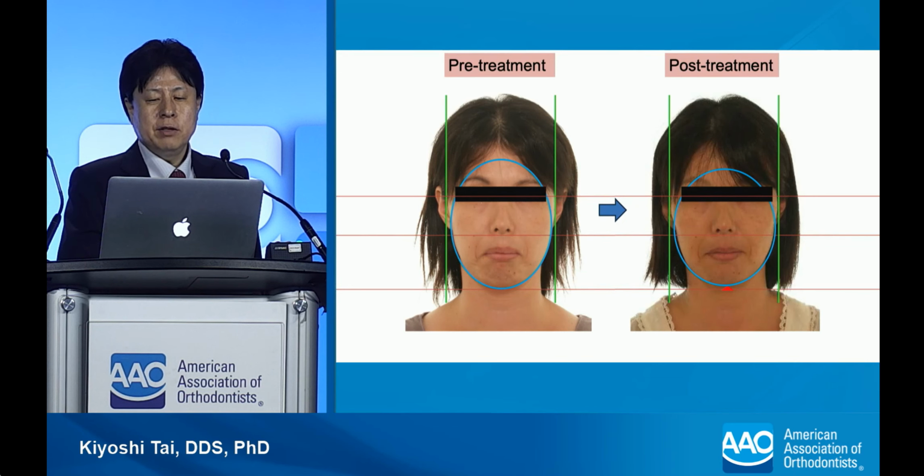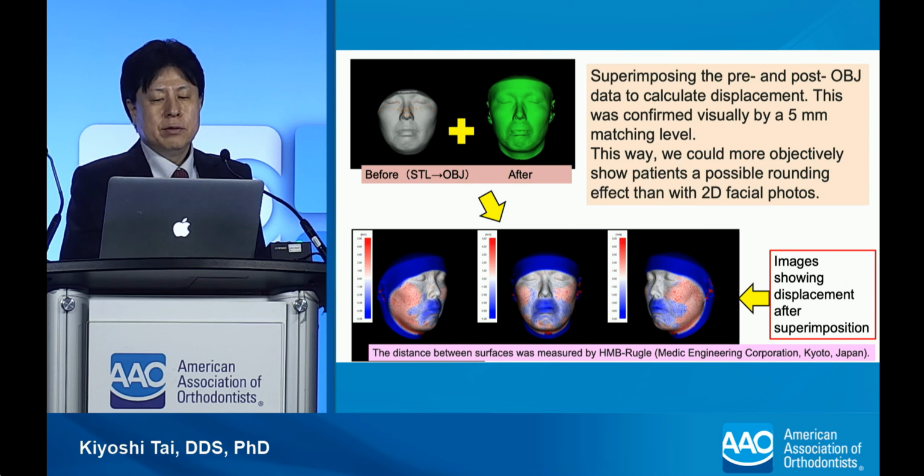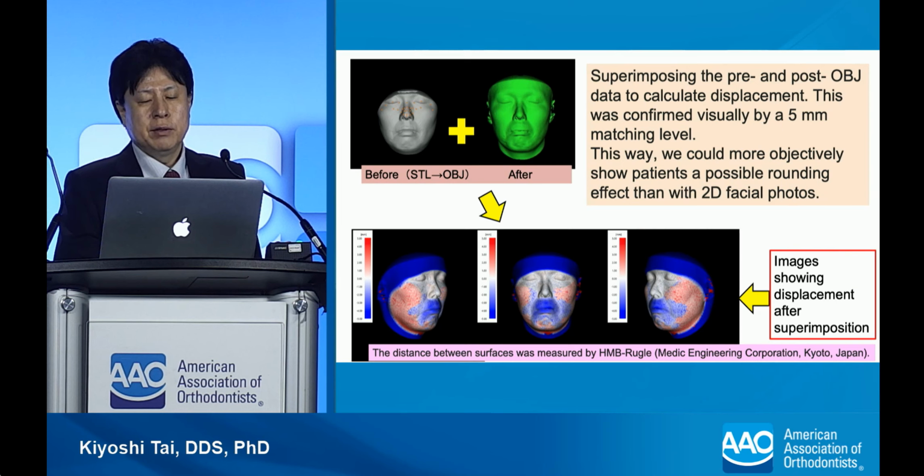Please look at patient number 2 again. For this patient, we superimposed the pre- and post-OBJ data to calculate displacement. We confirmed the visual using the 5 mm scale. This way, we could more objectively show the patient's possible rounding effect than with the conventional 2D photo. The distance between the surfaces was measured by the HMB Google software.